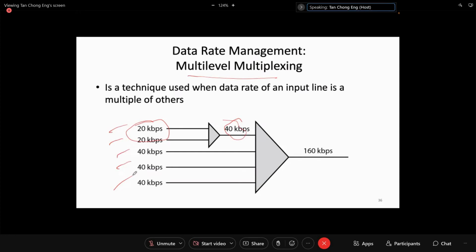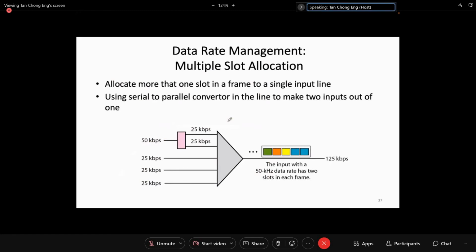So you can do this. These 2 users are the slow ones. They only produce 20 kilobit per second, so they can be combined to become 40 kilobit per second, and then multiplexed with the others. Another technique is called multi-slot allocation. This one is quite fat. It needs 50 kilobit per second, but the entire system is running at 25 kilobit per second. So it can be split 50 into 25 and 25, so it can even be multiplexed. This is what we call multi-slot.